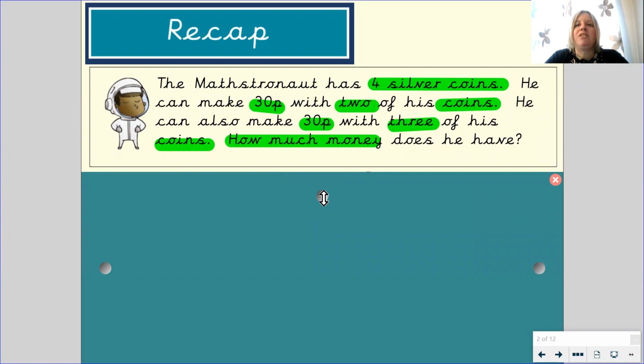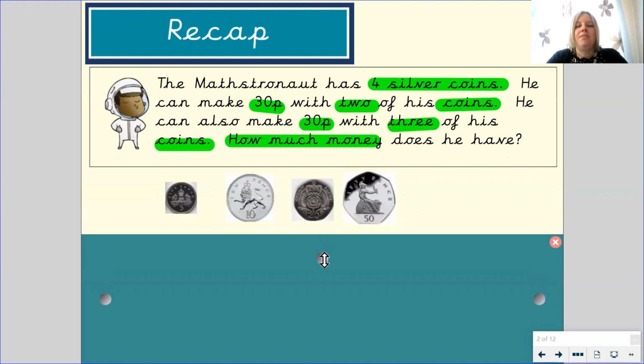The astronaut has 4 silver coins. So the first thing we need to do is think about the different silver coins we have. On your piece of paper or on your whiteboard, I would like you to jot down all of the silver coins that we have. Pause your video and have a go at this. Let's see what silver coins we have. These are the silver coins that we have. We have a 5p coin, a 10p coin, a 20p coin, and a 50p coin.